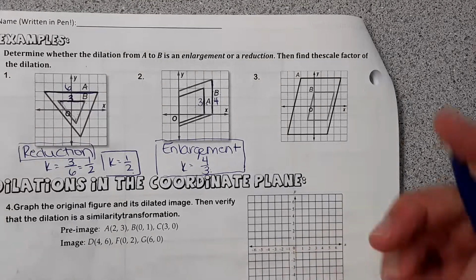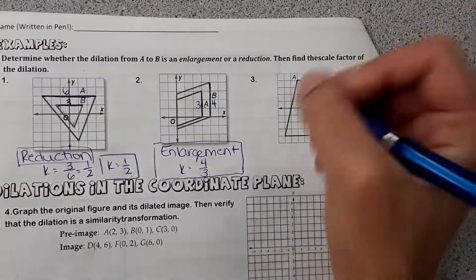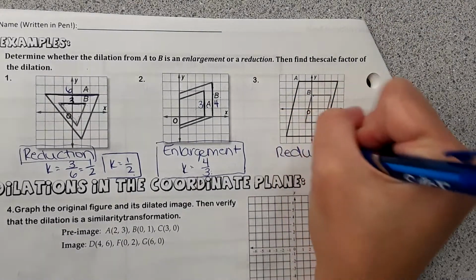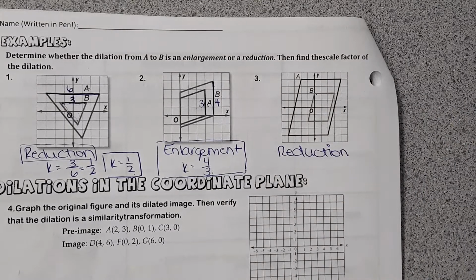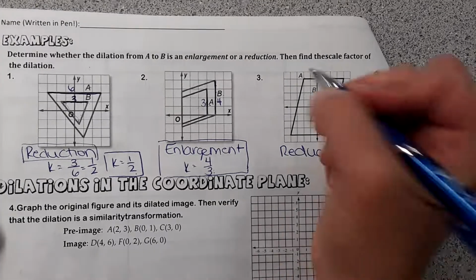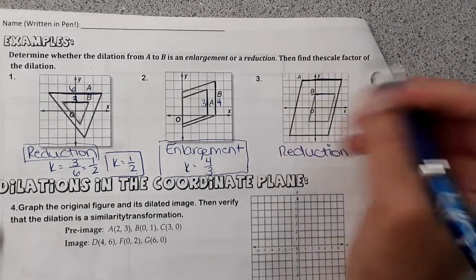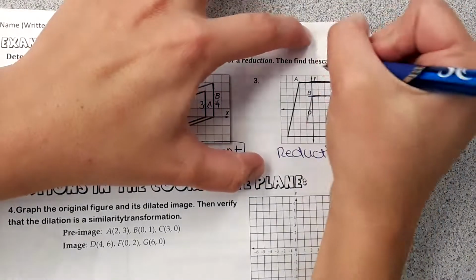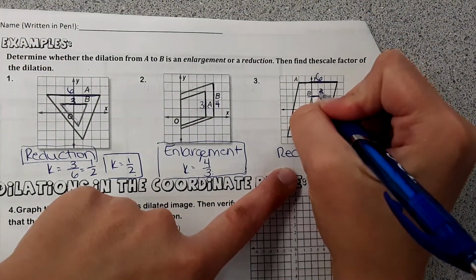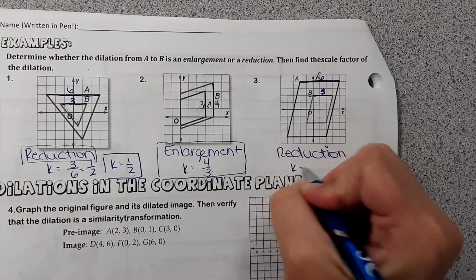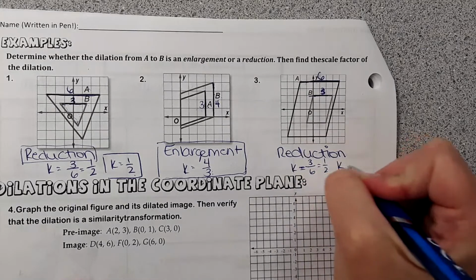And the third one. So going from A to B, B is smaller, so it is a reduction. Choose 2 corresponding sides. I'm going to choose this side and this one here. 1, 2, 3. This is 6 units and 3 units here. So K would be 3 over 6, which simplifies to 1/2. So K equals 1/2.